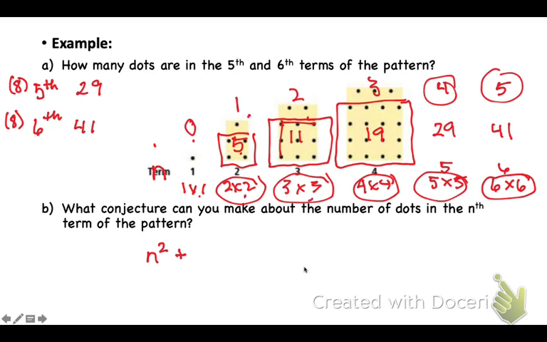If n was 3, we added 2. If n was 4, we added 3. If n was 5, we added 4. If n was 6, we added 5. So what did we do to every n? We added one below it, one less. So how about just n minus 1?